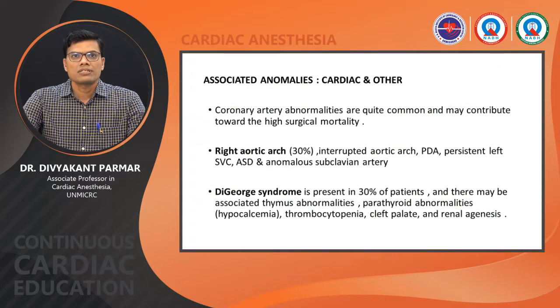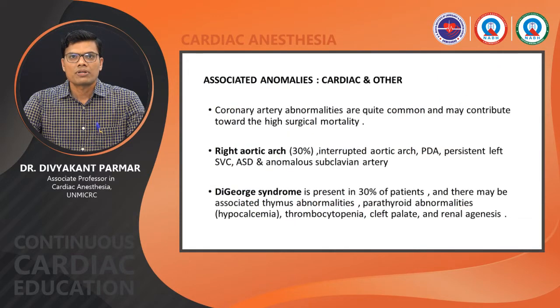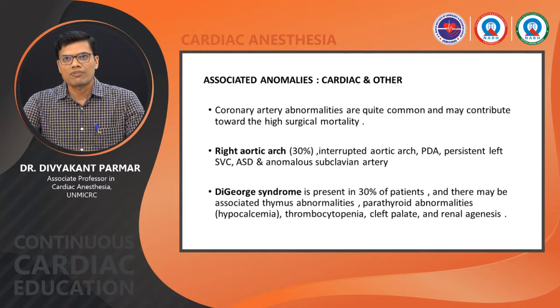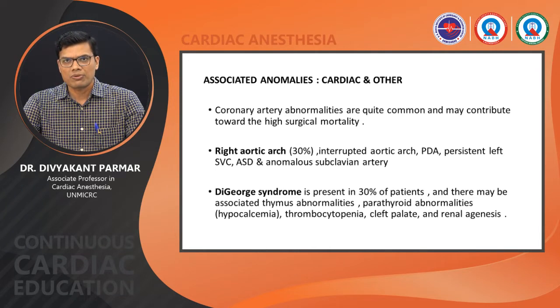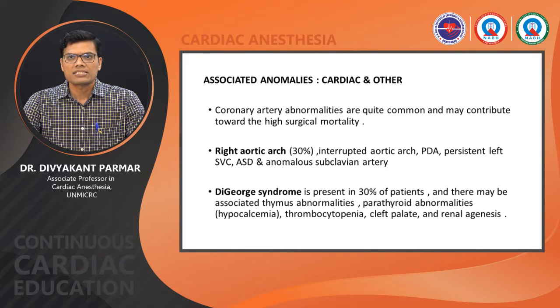Now, associated coronary artery abnormalities are also quite common. That includes narrowing of the ostia or high takeoff of the coronary artery, or sometimes the LAD crossing the RVOT, and this will contribute toward the high surgical mortality. The right aortic arch is also common, in around 30% of cases. Others are interrupted aortic arch, PDA, persistent left SVC, ASD, and anomalous subclavian artery.